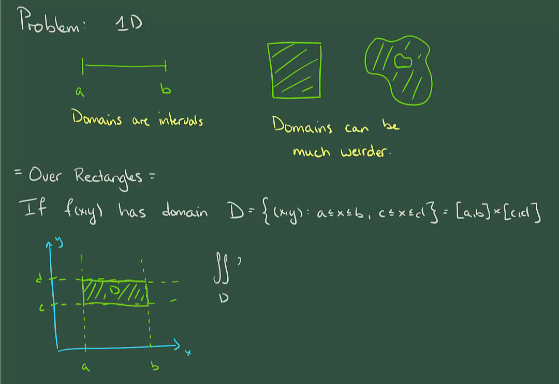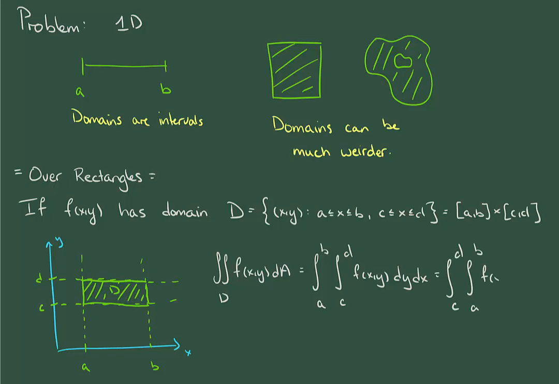In this case, the integral can be written as the integral from a to b, and then the integral from c to d of our function. But we integrate with respect to y first, then with respect to x. And of course, we can flip this, and we can do c to d and then a to b, but this time we integrate x first and then y.